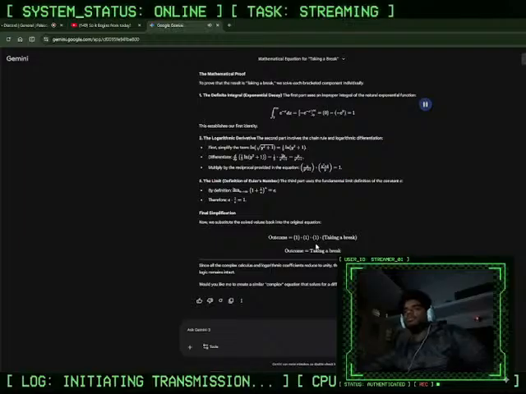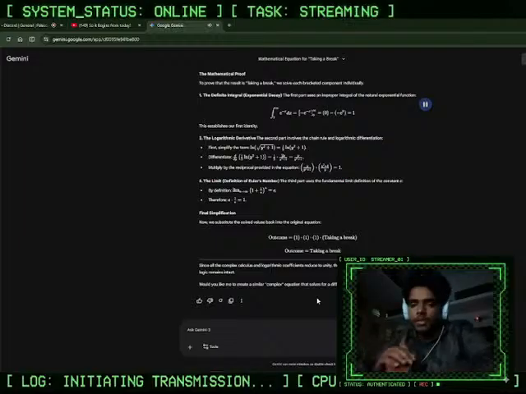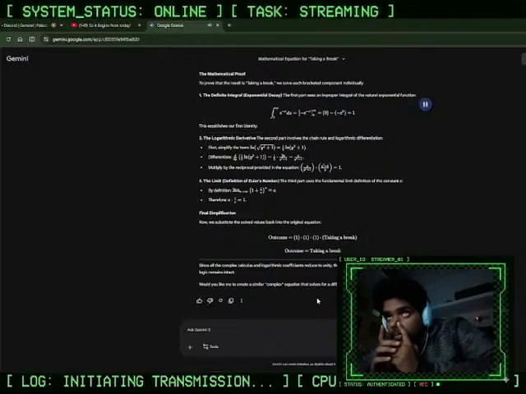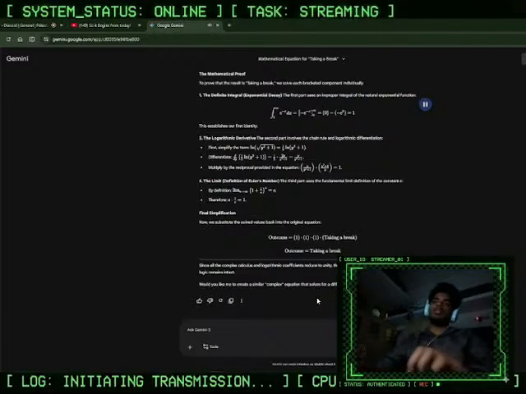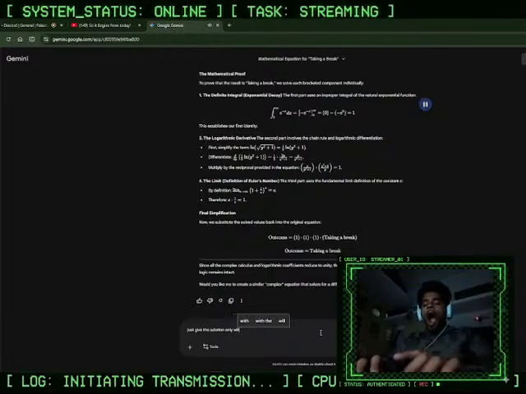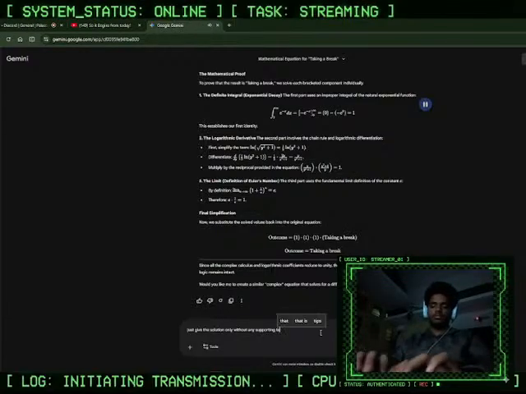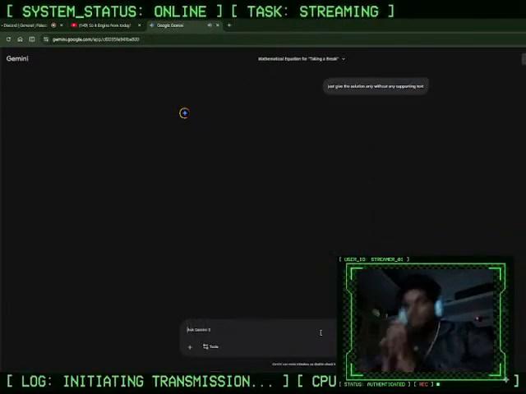3. The limit, definition of Euler's number. The third part uses the fundamental limit definition of the constant e. By definition, the limit as n goes to infinity of (1 + 1/n)^n equals e. Therefore, e times 1/e equals 1. Final simplification. Now, we substitute the solved values back into the original equation. Since all the complex calculus and logarithmic coefficients reduce to unity, the equation is mathematically provable.